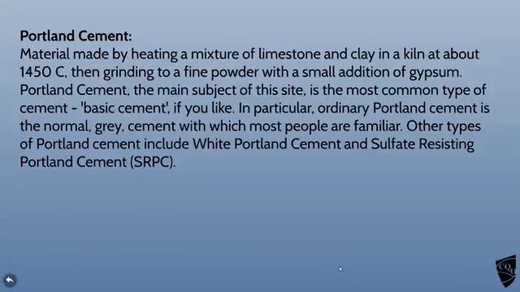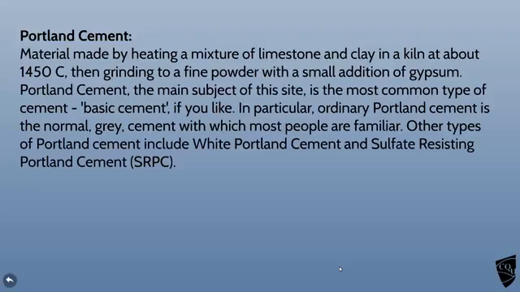Portland cement: it's limestone and clay, chucked in a kiln at about 1400 to 1500 degrees. Then it's ground down into a fine powder, put a little bit of gypsum in, and you've got Portland cement, which is the main subject of the site I took this from. And you've got the link to it on the side in a second. It's the most basic cement in the world, the most widely used cement in the world. Normally a grey to a white colour.